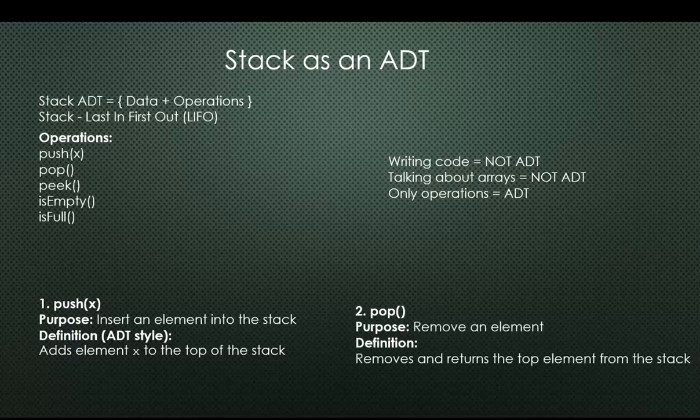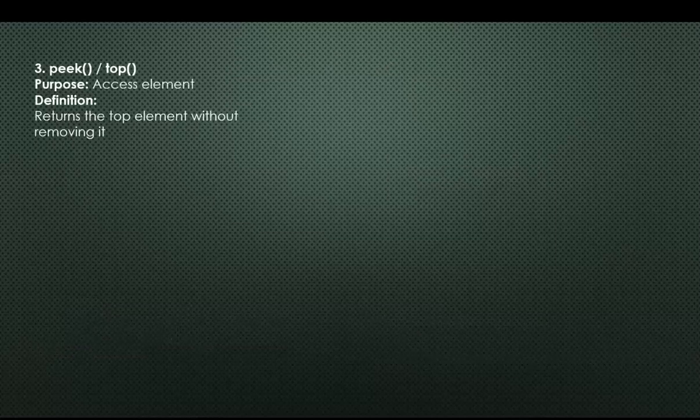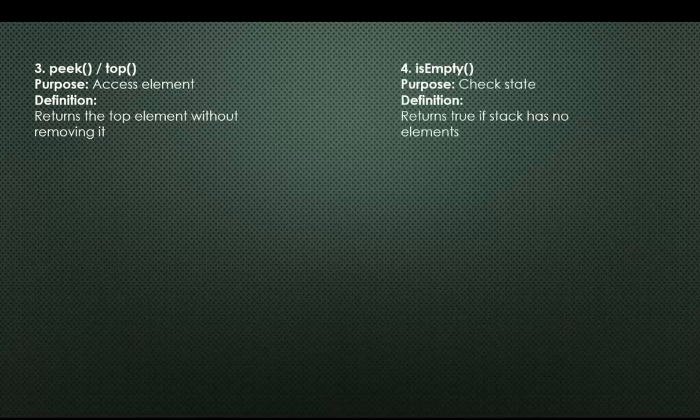Fine. Number two is pop, right? Pop removes and returns the topmost element of the stack. Number three is peek. The purpose is to only access an element. So this peek will return the topmost element without removing it. In other words, if you need to display the topmost element of the stack, you can use this function.